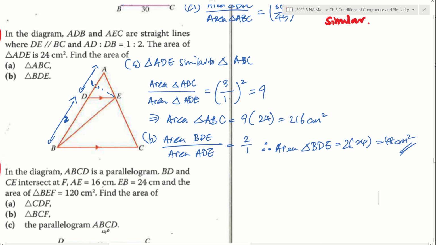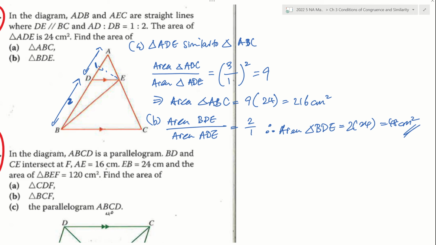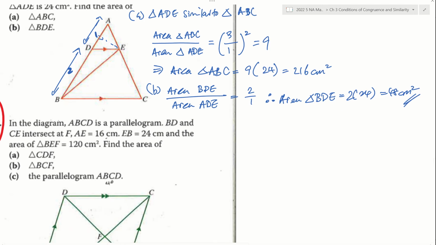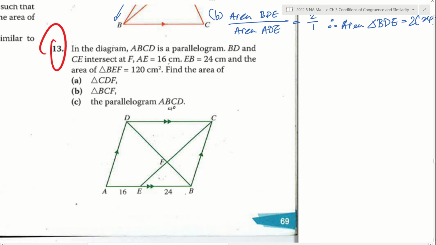One last question. Okay, now we've got a parallelogram. So keywords, all these you might have to know them up. Parallelogram. So opposite sides parallel, opposite sides have the same length. Look at the diagram, you immediately know that the top will be 40 units, 40 cm, 16 plus 24 lah. And then they give us one area, BEF, that is 120 square centimeters.